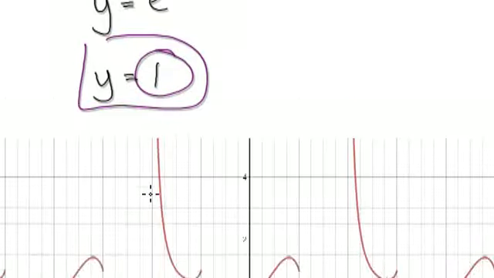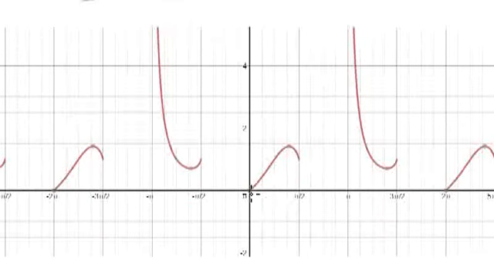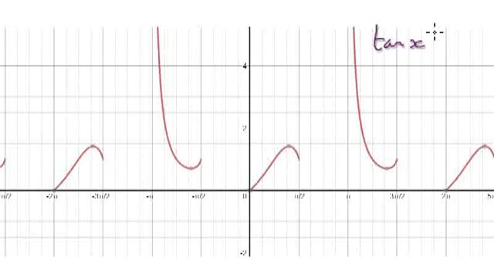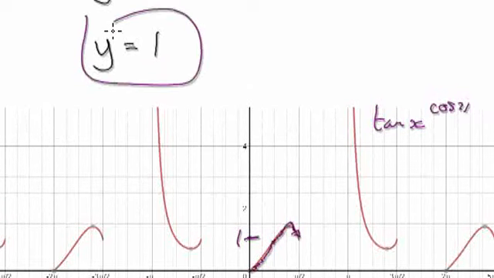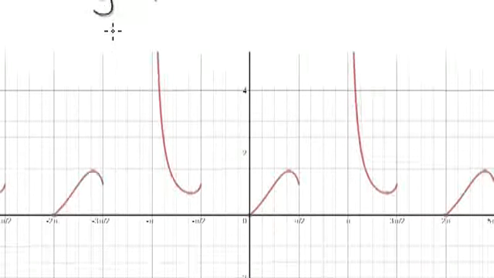Now, if you get a graph plotter and plot tan x to the power of cos x, as x tends towards pi over 2 from the left hand side, you can see that it is approaching 1. That's why our limit here is 1. Yeah, okay.